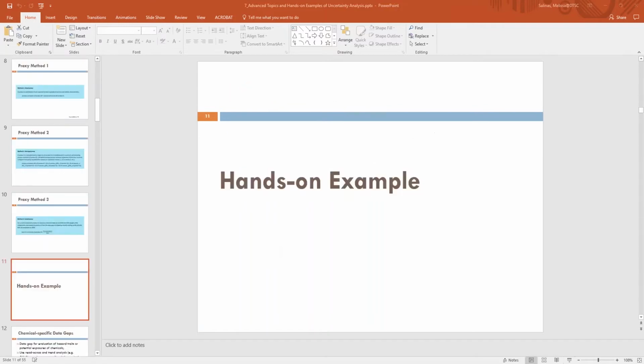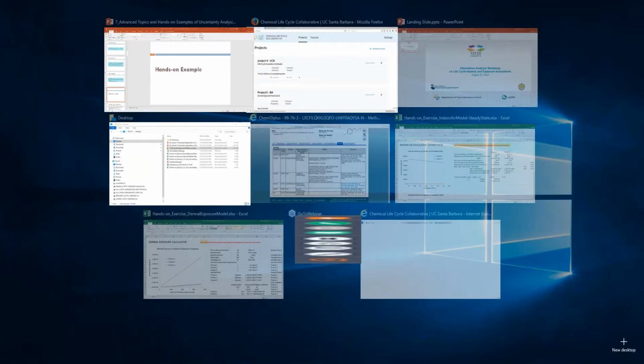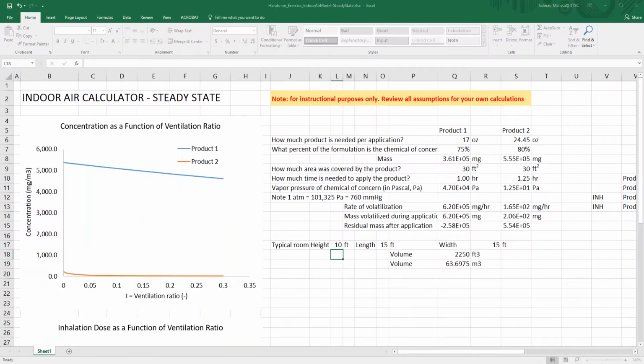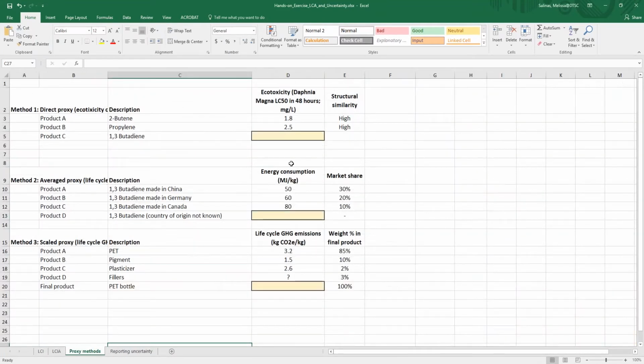Why don't we go to the Excel file, hands-on exercise on lifecycle assessment, and there is a third tab. You can go, yeah, sorry. Yep, this one, yep. If we go to the third tab, proxy method, method 1, direct proxy. So if you can enlarge a little bit, yeah.